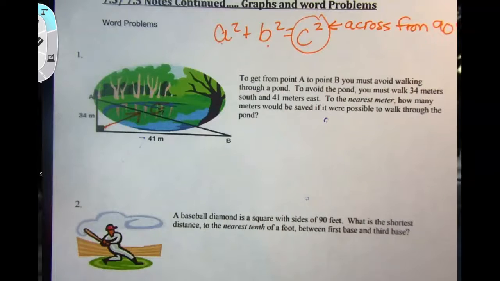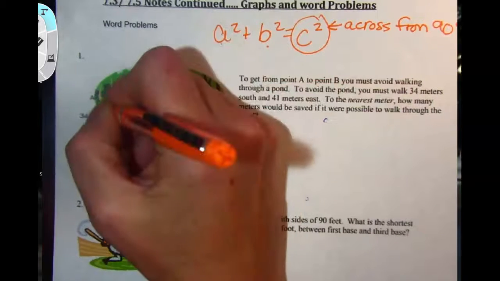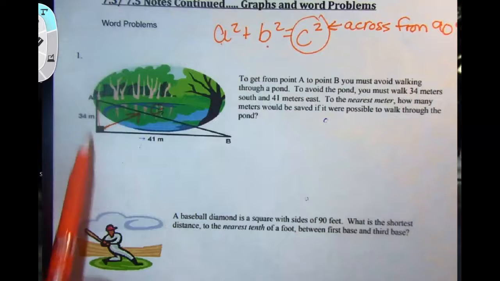But if the picture's not there for you, which some of the practice, it won't be on there, we have to draw the triangle out ourselves. But it says to get from point A to B, this would be across a pond. You must avoid walking through the pond. To avoid the pond, you must walk 34 meters south. That's where they're talking about where you go down. That's how they got the 34 meters.